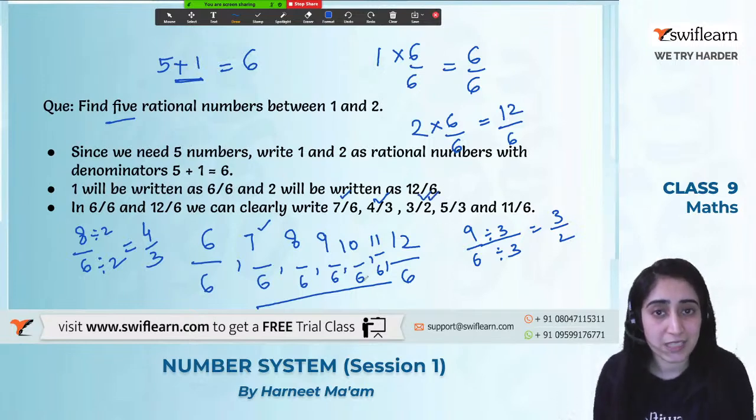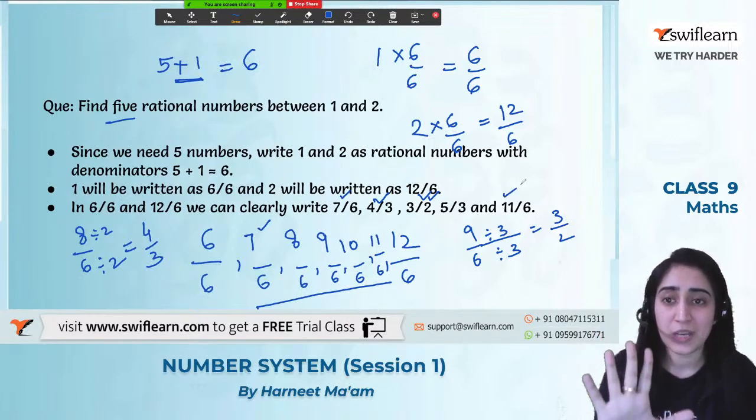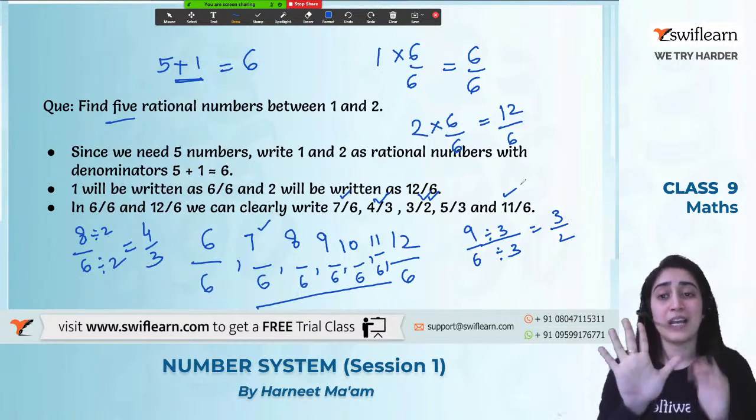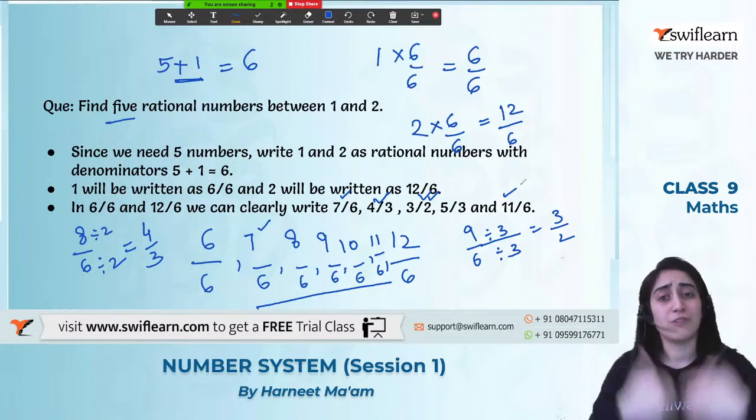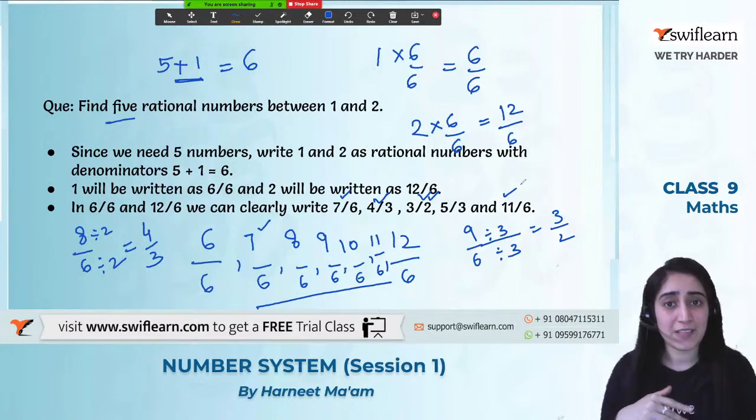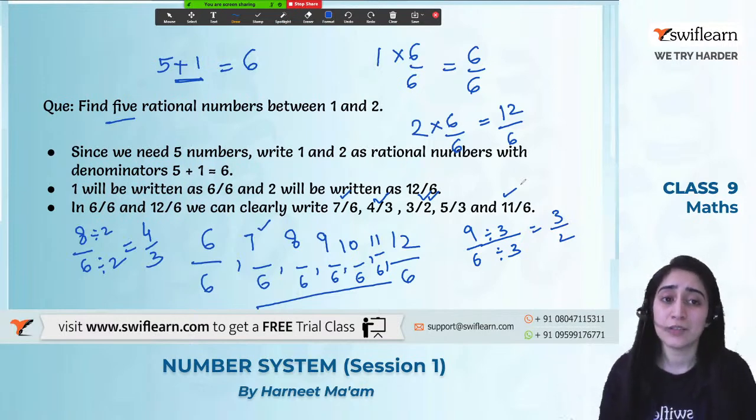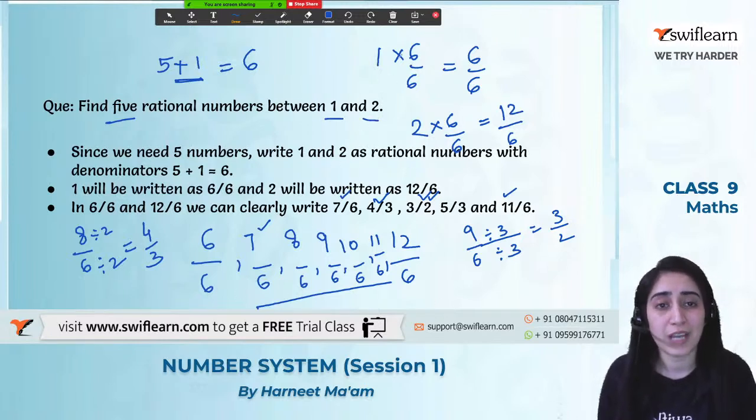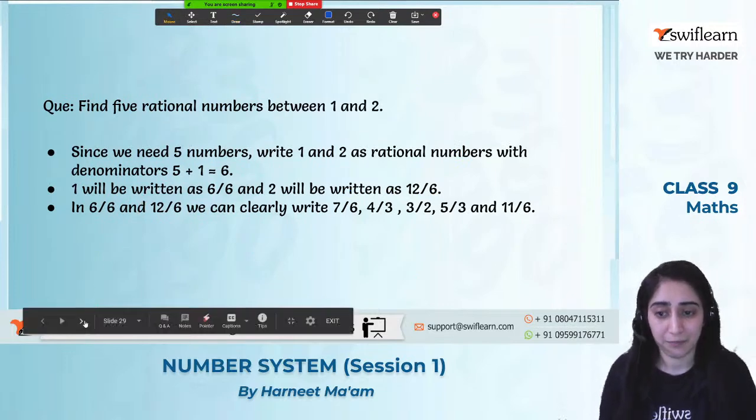Same logic: 10 by 6 divided by 2 gives 5 by 3, and 11 by 6. So what have we done? How many numbers are they asking us for? 5. So we add 5 plus 1, which comes out to 6. Multiply by 6 and also divide by 6, so that the value remains the same. If I'm multiplying by the same number and dividing by the same number, I get the number itself. That is what we are doing with the same two numbers, and by this we are able to calculate the other 5 rational numbers between them.